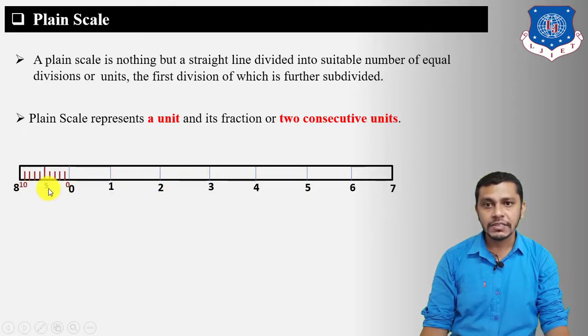If you are drawing the scale in kilometer and hectometer, then the main scale will represent kilometer and the sub-scale will represent the hectometer. So let us understand the plane scale by taking one example.